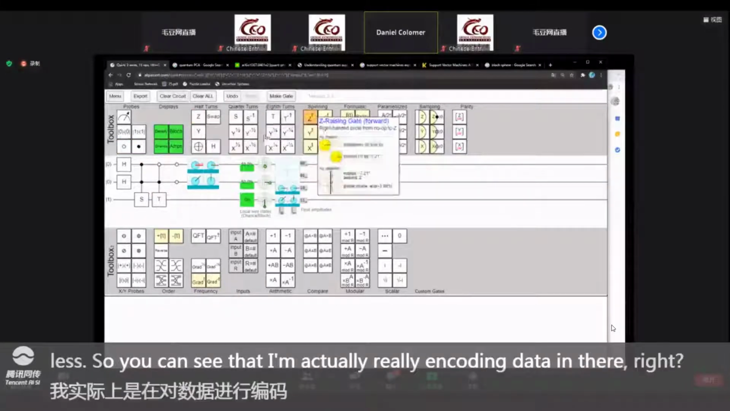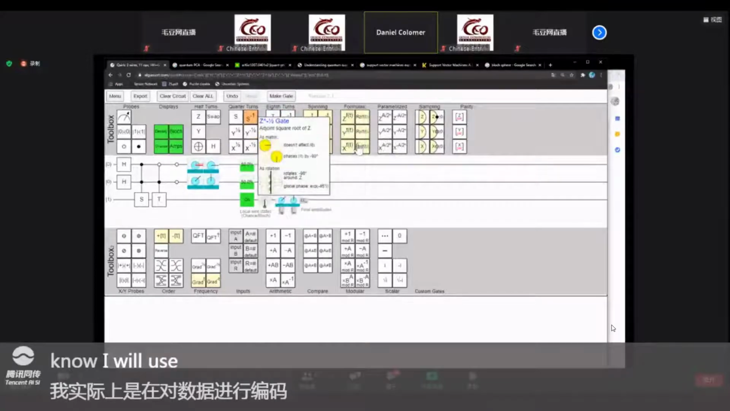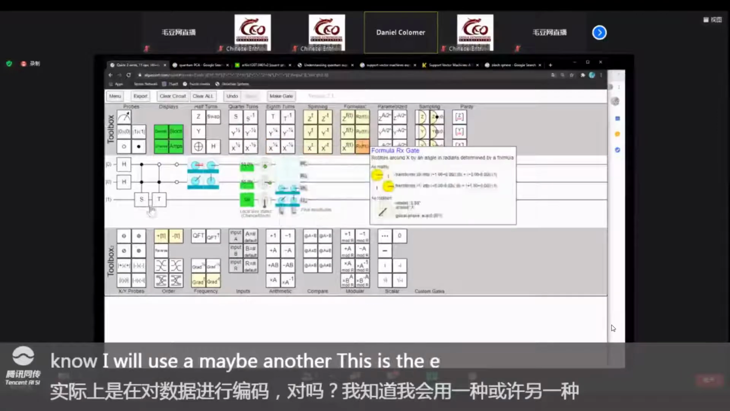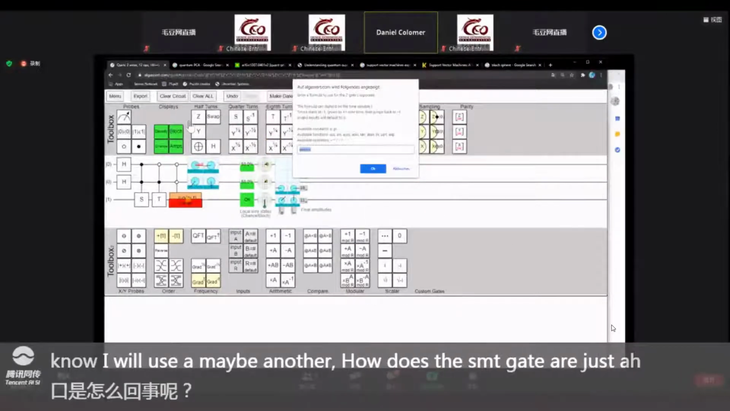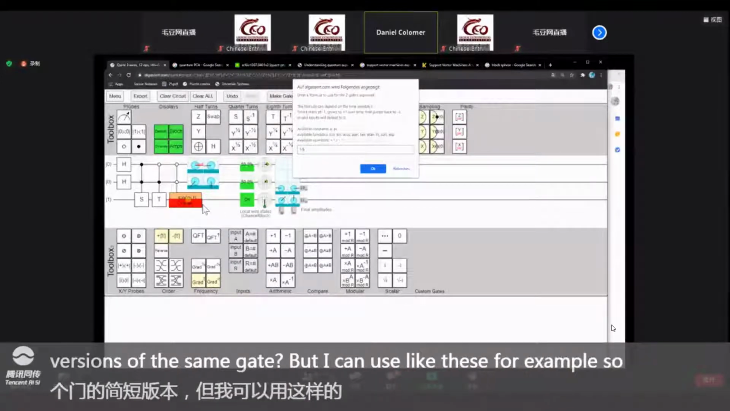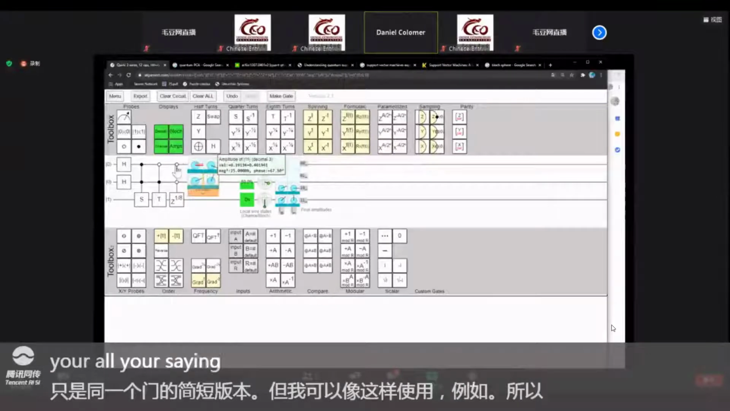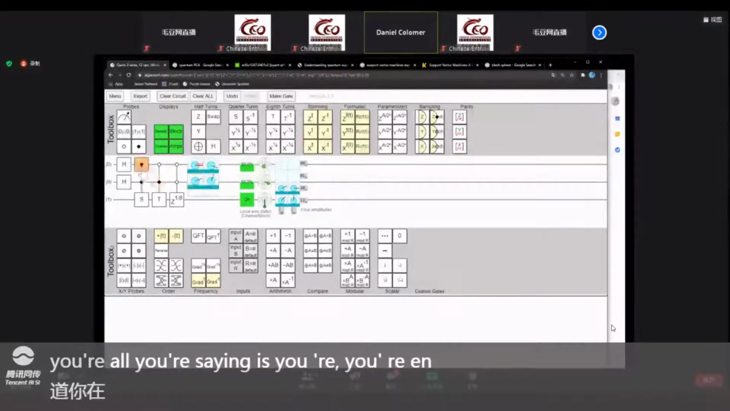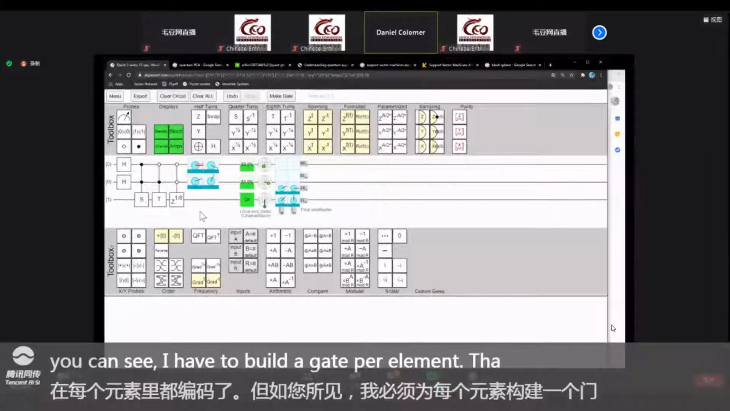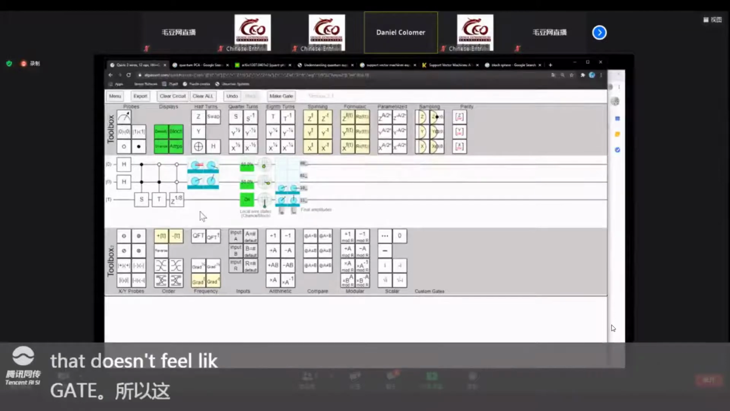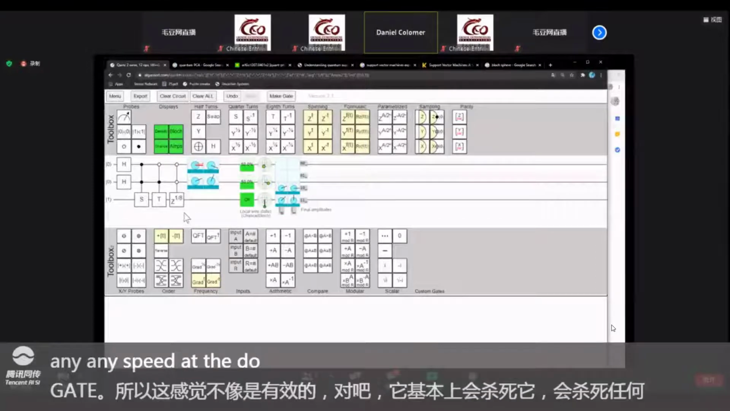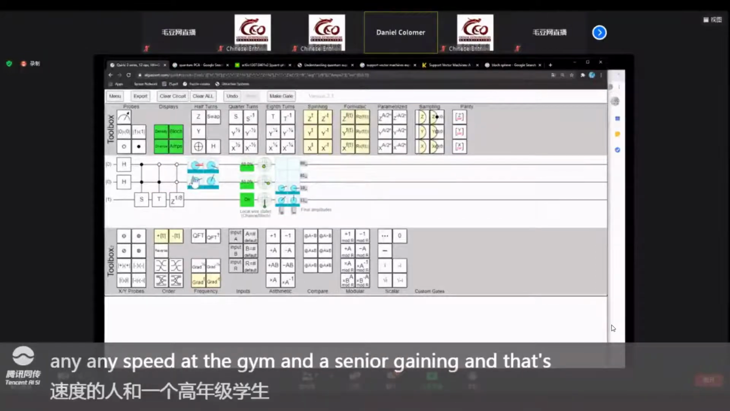I will maybe use another one. The S and the T gates are just versions of the Z gate, but I can use these, for example. So all you're saying is you're encoding in each element, but as you can see, I have to build a gate per element that I'm encoding, and that doesn't feel efficient, right? It would kill any speed up that you might think you're gaining. That's really just a stupid example, just so you understand that.